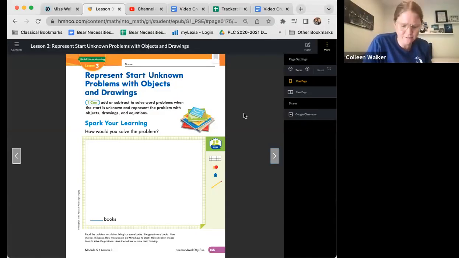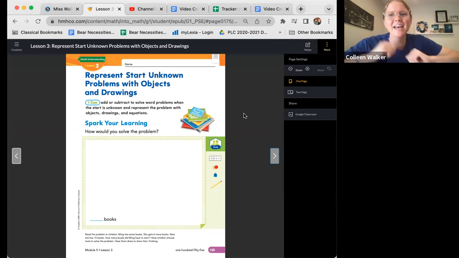So we are here today to do Module 5, Lesson number 3. Our objective today, you can repeat after me. I can add or subtract to solve word problems when the start is unknown. So say it one more time. Say, I can add or subtract to solve word problems when the start is unknown. Also say this with me. Say, I can represent the problem with objects, drawings, and equations.